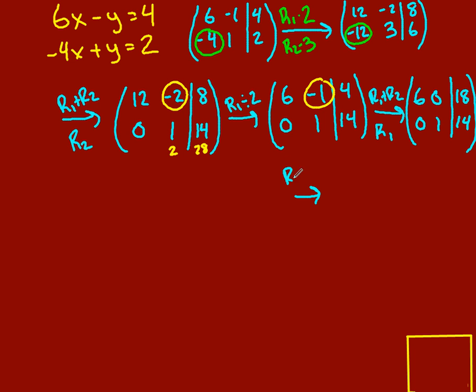And then my last step is just to take that top row. I need to turn this pivot position, leading entry, into a 1. So I'm going to divide by 6 to do that. So I have 1, 0, 3, and 0, 1, 14. So my final answer should be x equals 3 and y equals 14.